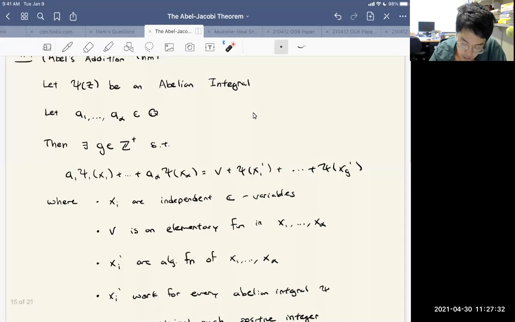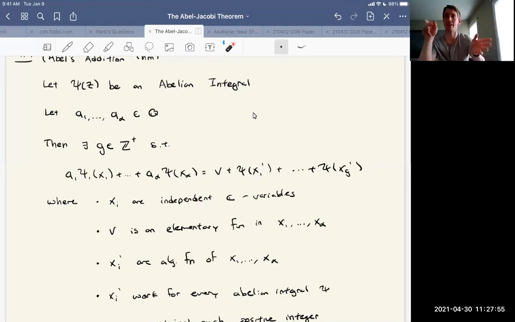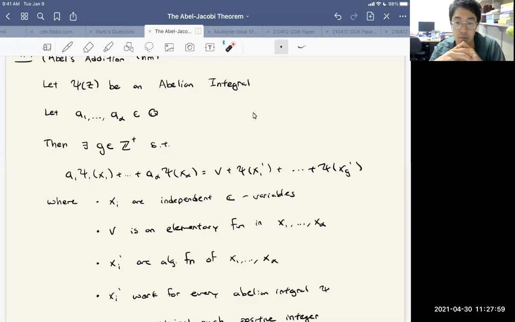I think we'll see later that G actually depends more on the abelian integral than on the x alphas. It's like you have a sequence of x primes, and how many of them you need depends on it. I think there is some dependence.